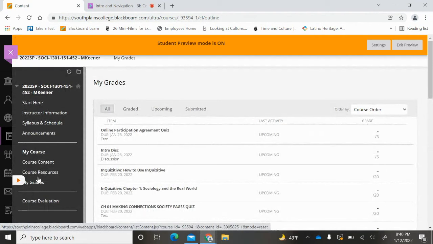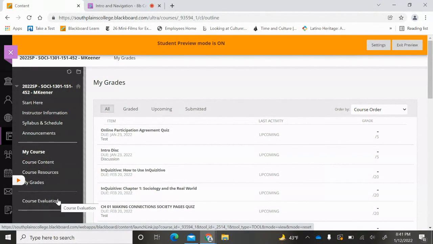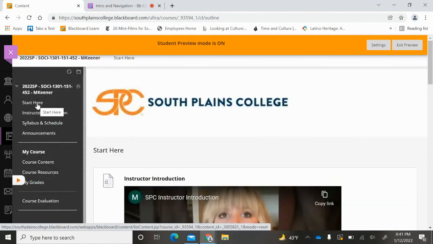My grades, this is your grade book. So when you turn something in, it's not going to show a grade right away unless it is automatically graded by Blackboard. So it'll kind of stay blank until I grade it, and then you'll start seeing grades. So if you get 5 out of 5 on the participation quiz and you've made 100, all right? And so this is your grade book for you to keep track of your grades, all right? Don't worry about course evaluation. I'll speak to that later, but that is your course. So you're just going to work through it, okay?